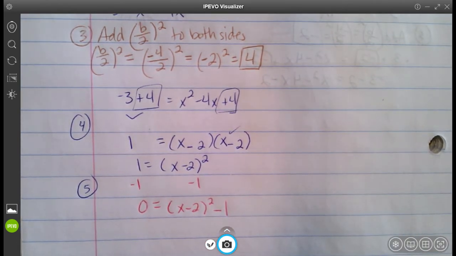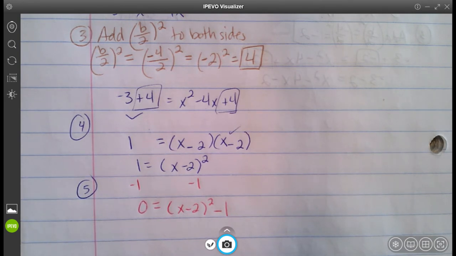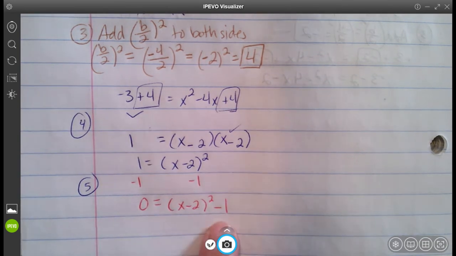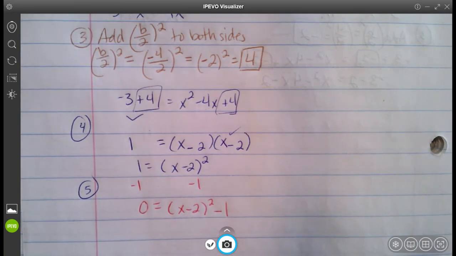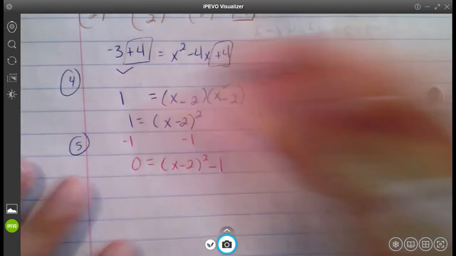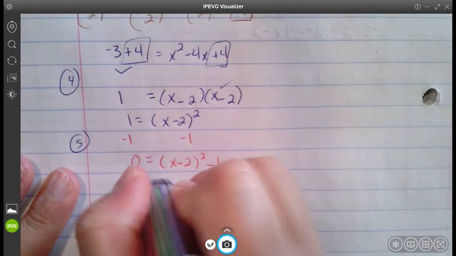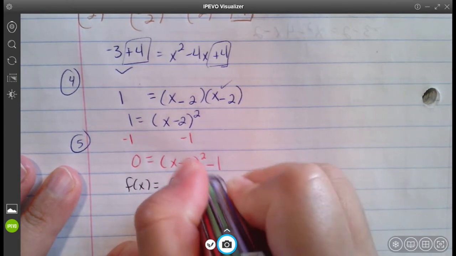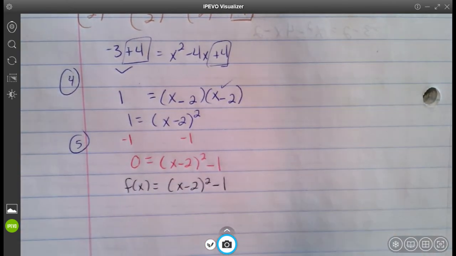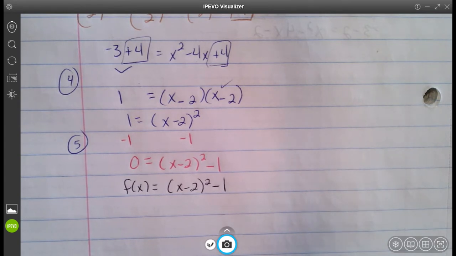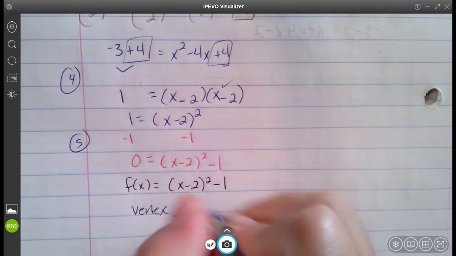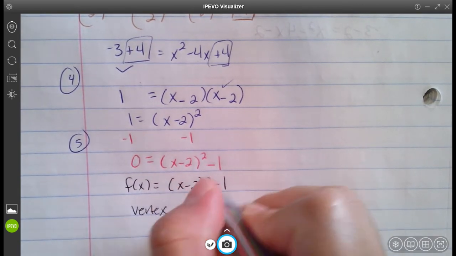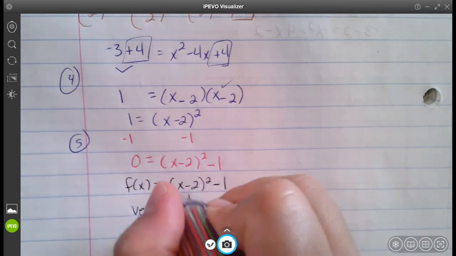We're almost done. Normally, if you had an a that was not equal to 1, here's the part where you would multiply that back in. But since we don't have an a, we can actually just rewrite this as our function. So f of x is equal to x minus 2 squared minus 1. And that means that this already gives us our vertex, so we can get our vertex straight from here, which is going to be positive 2 and negative 1.